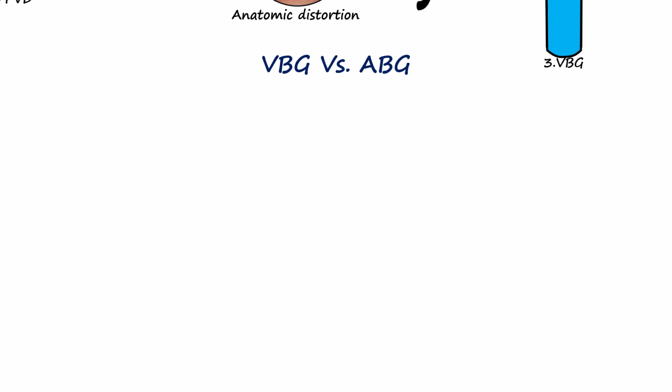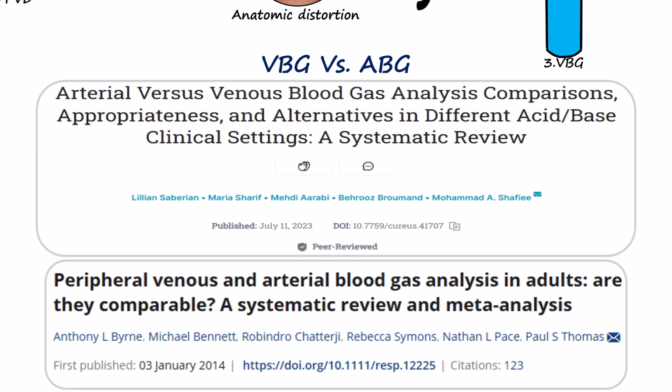Clinical meta-analyses and systematic reviews have generally supported the idea that venous blood gas analysis can be used as an alternative to arterial blood gas analysis, particularly when assessing acid-base status and carbon dioxide levels, but they also caution about its limitations, especially regarding oxygenation.